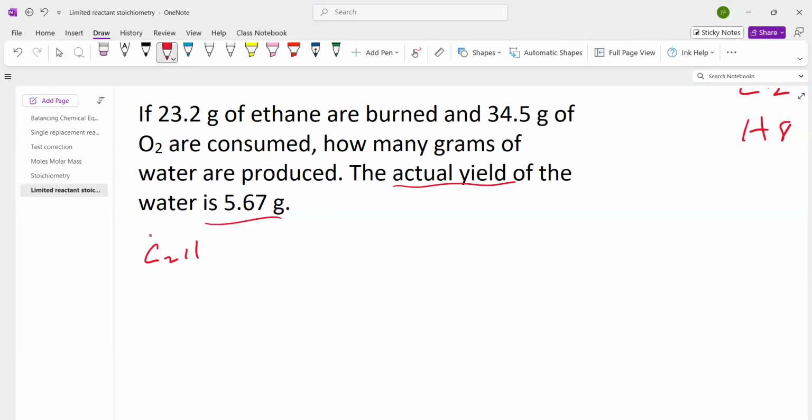Ethane is C2H6. And again, on the test, I will give you the formula for the chemical. And we're burning that in oxygen. And normally, when we have a gas, it's O2.